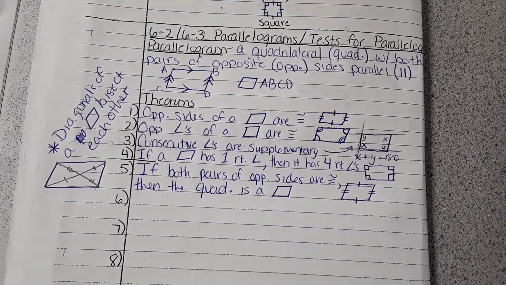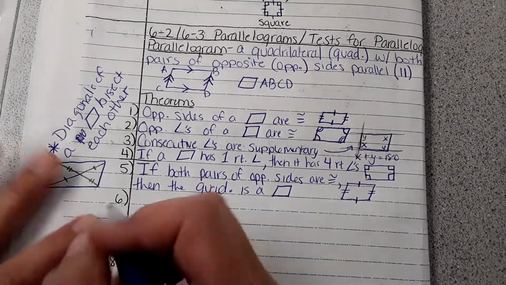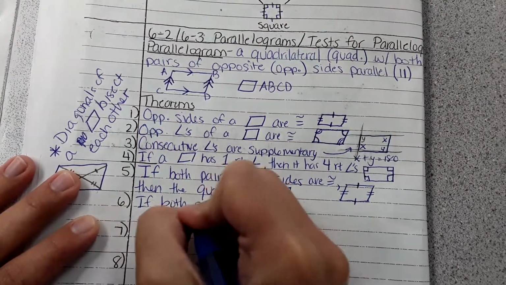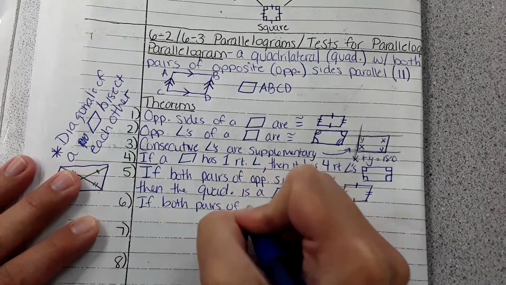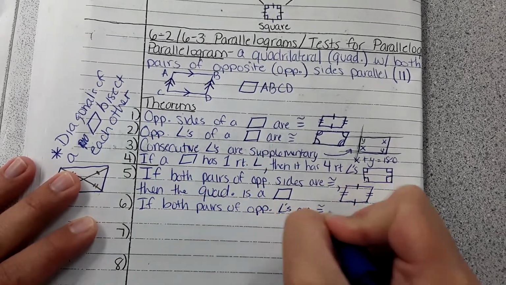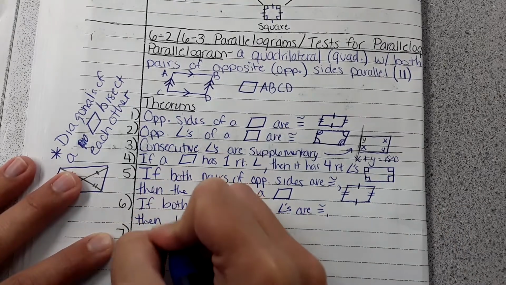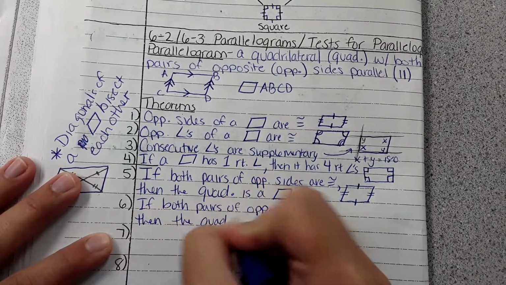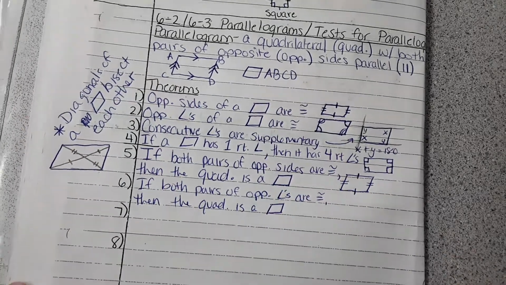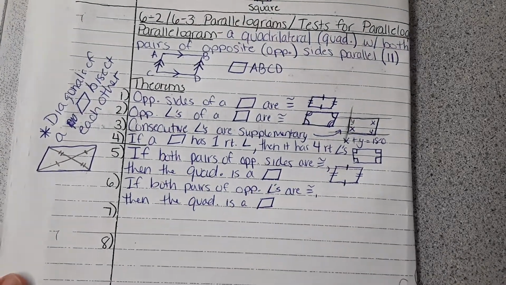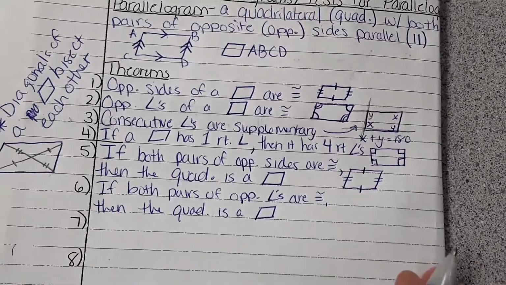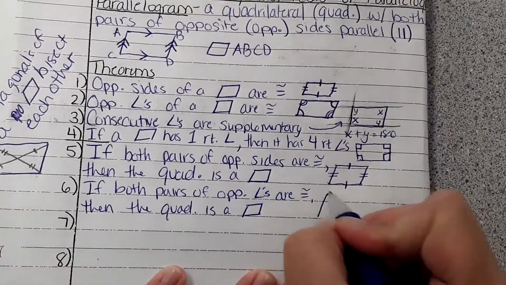Six is if both pairs of opposite angles are congruent, you have a parallelogram. If both pairs of opposite angles are congruent, then the quadrilateral is a parallelogram. And this looks like this.